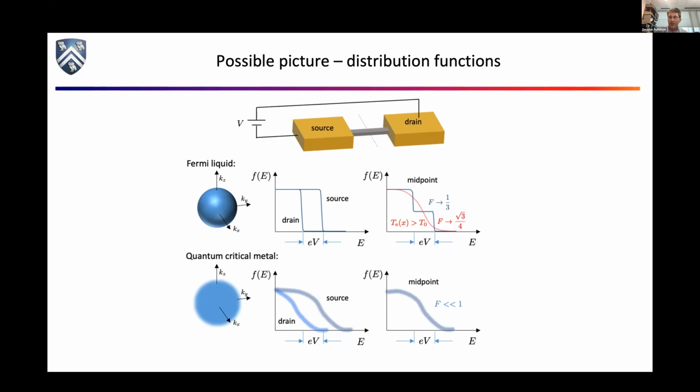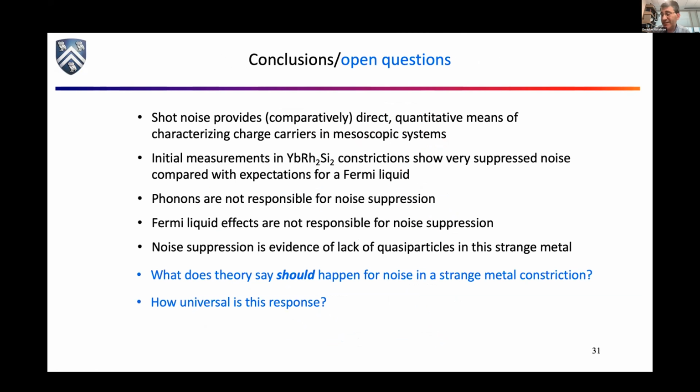The bottom line is that as of now, there is not a theory in the literature that talks about what you should see in a strange metal if you do a noise measurement. I know there are people working on it, and I'm very excited that people are working on this. But with that, I'd like to summarize, and I'd be happy to take some questions.